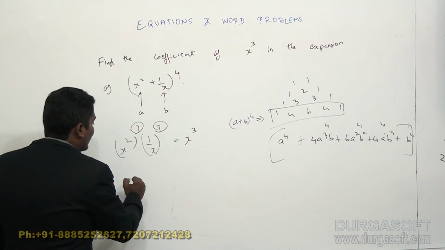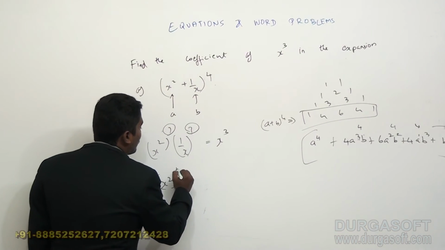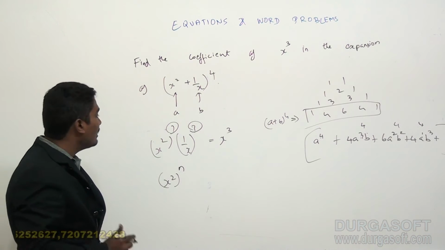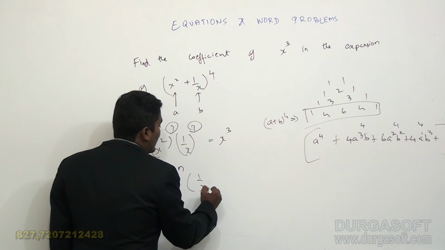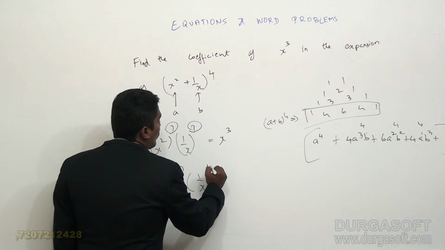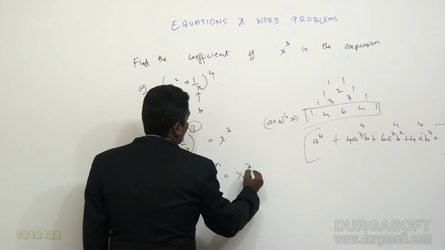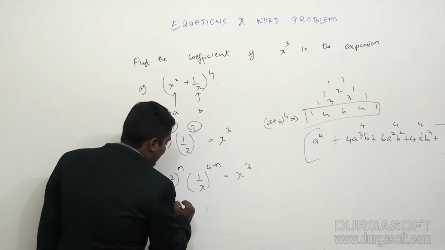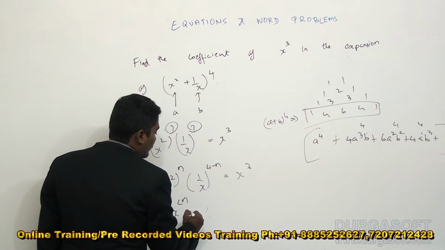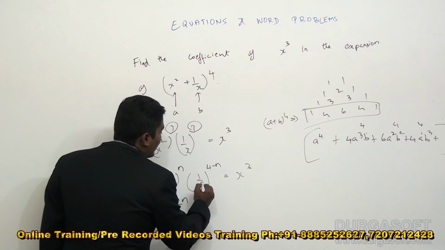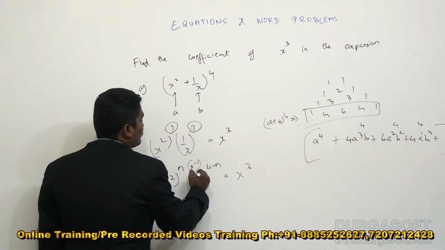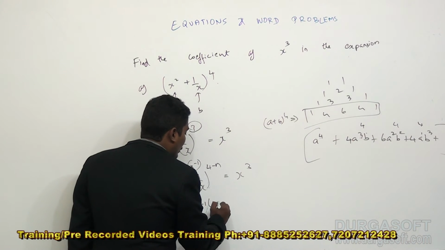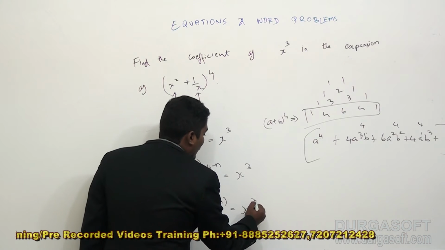So I will consider x square to the power of some number, or I will consider it as n. x square to the power n into 1 by x to the power 4 minus n will be equal to x cube. Or in other words, I can write x power 2n, and 1 by x I can write as x power minus 1. So x power minus 1 into 4 minus n will be equal to x cube.